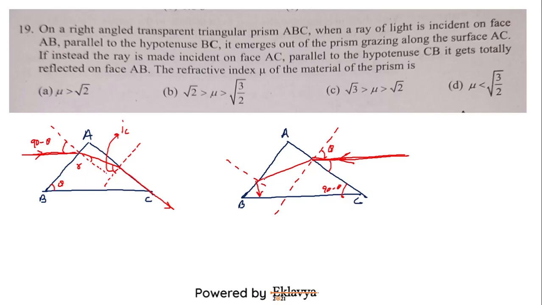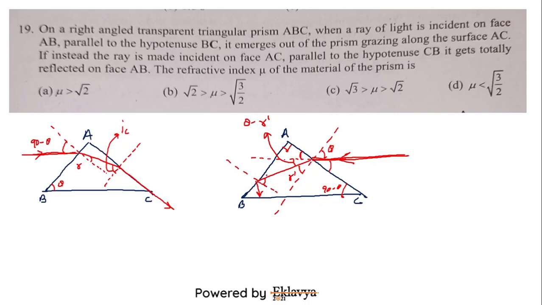It suffers TIR, which means that this angle is larger than the critical angle, whatever that angle is. So let's first try to write this angle in terms of theta. Let's call this R dash. This angle is 90 degrees, this angle is 90 degrees, and if I extend the incident rays here, then this angle is theta minus R dash, and this entire angle is 90 minus theta. So 90 minus theta plus theta minus R dash.